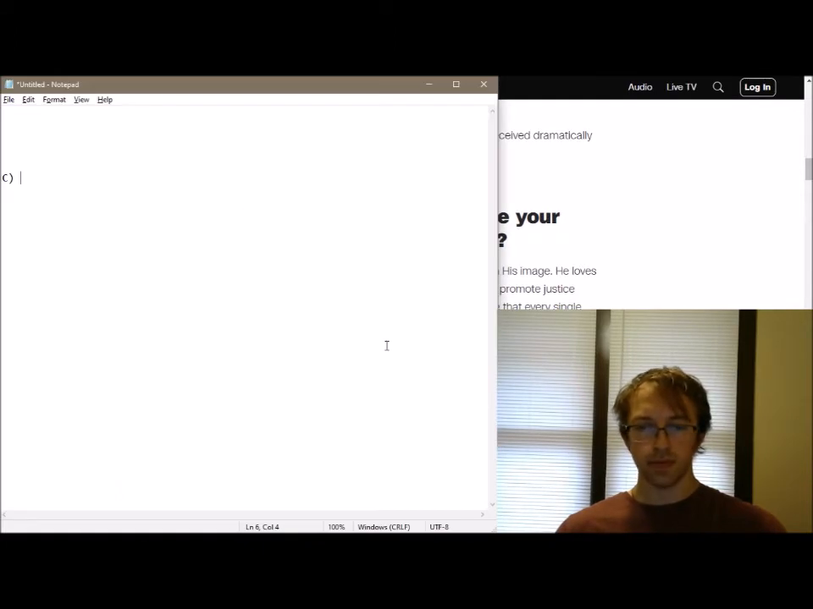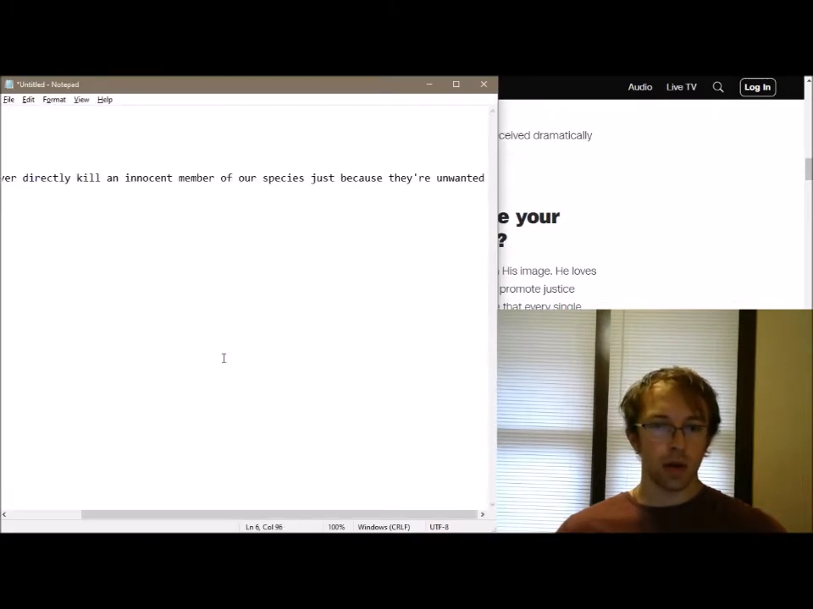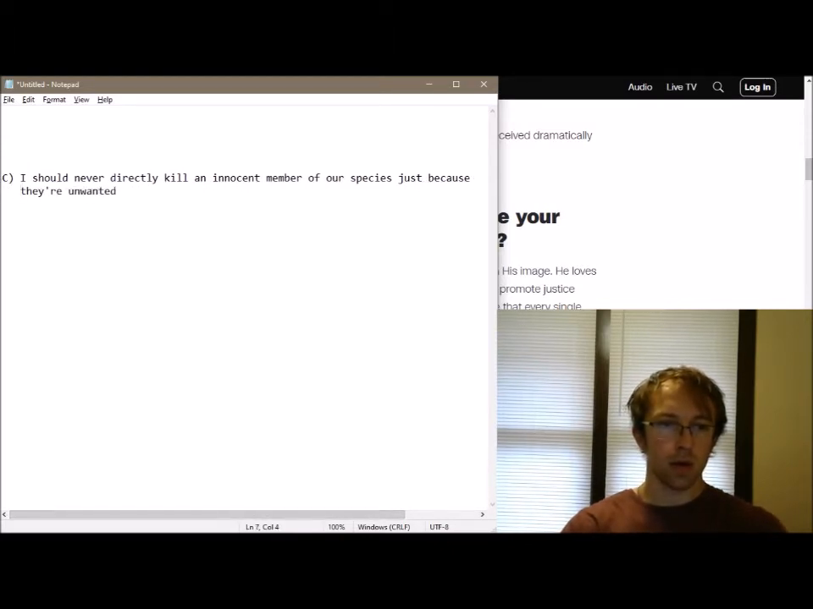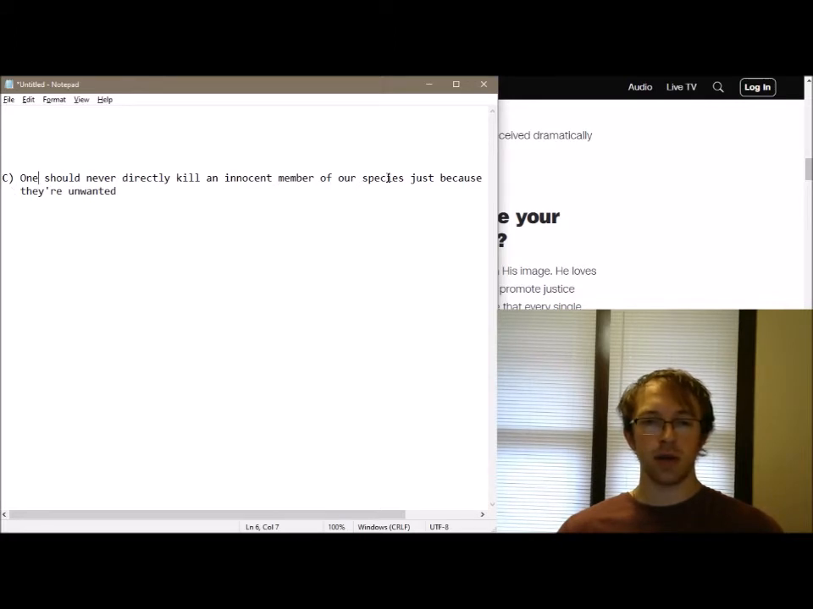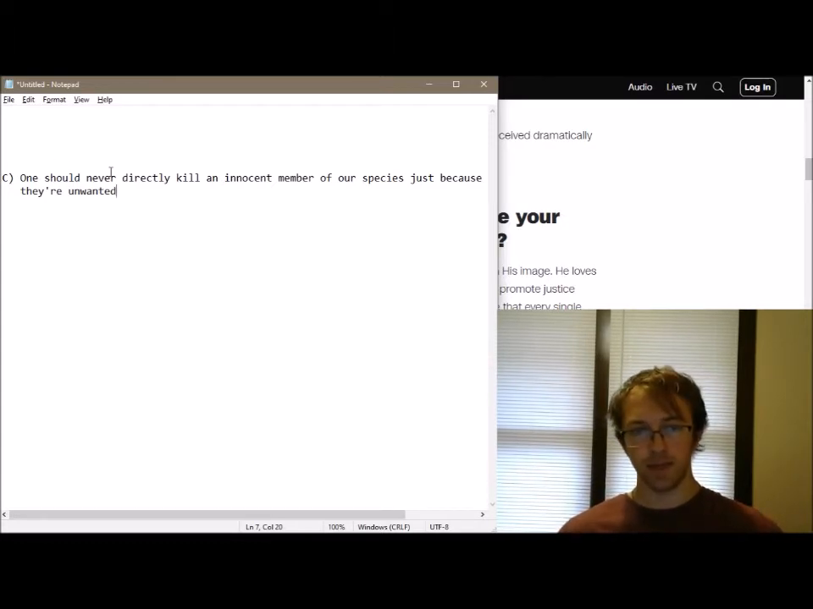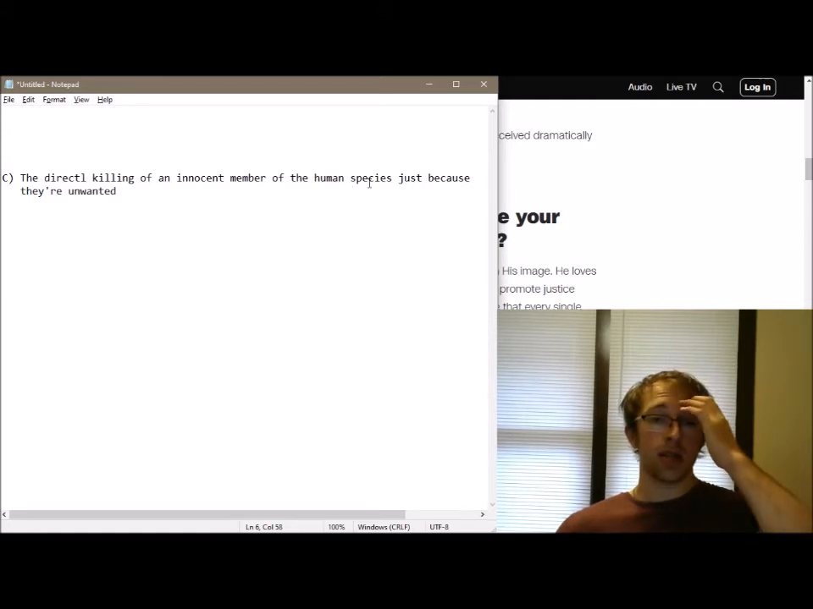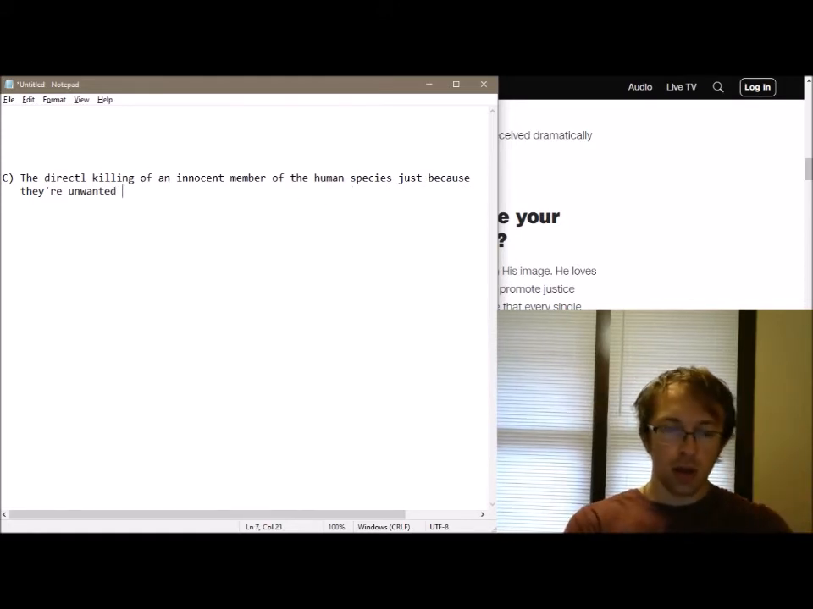Okay. I'm going to, in fact, just copy and paste this. I'm going to change "I" to "one." One should never directly kill an innocent member of our species just because they're unwanted. We want to phrase this in a way that's a little better. We should probably say something like, the direct killing of an innocent member of, instead of "our," let's say the human species, because that's what he's talking about, the human species, just because they're unwanted, is immoral. Okay?